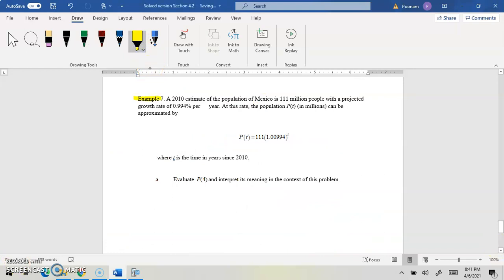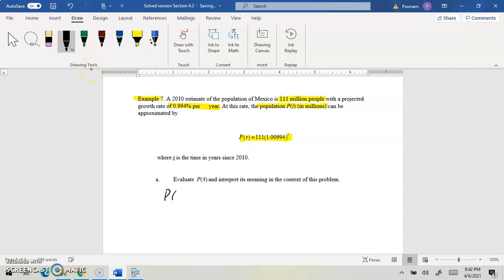Let's look at example 7. A 2010 estimate of population of Mexico is 111 million people with projected growth rate of 0.994% per year. At this rate, if it keeps on growing, the population in millions can be approximated by this function, where t is the time in years since 2010.